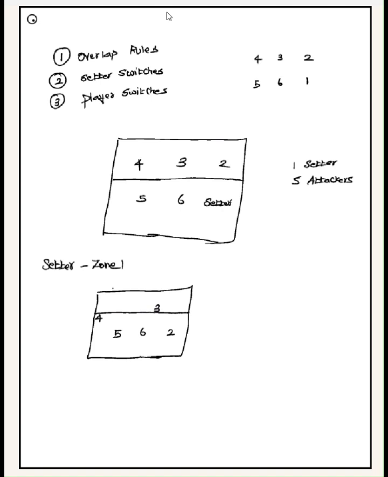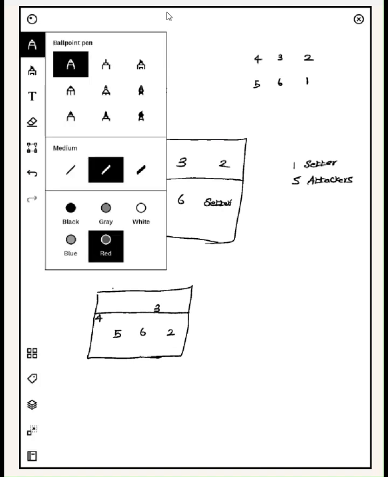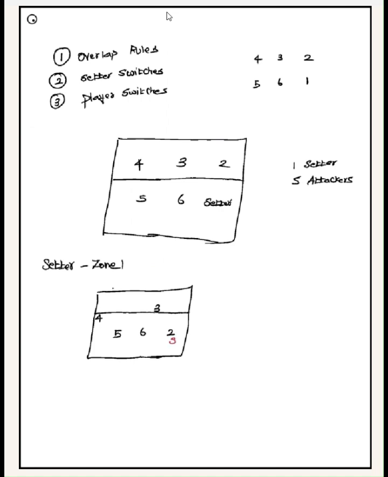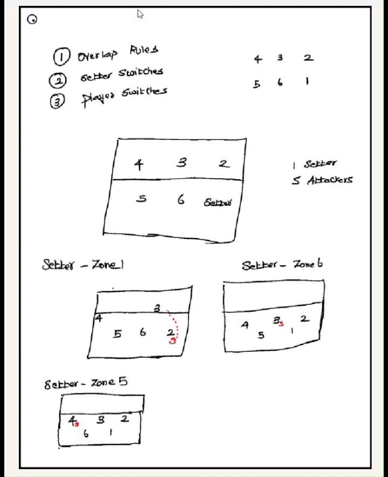The setter will be standing here, so the setter will not be taking the first pass. Once the server tosses the ball, the setter should run from here and go somewhere here. Okay, so that's the first setter switch. The next position for the setter is zone 6.